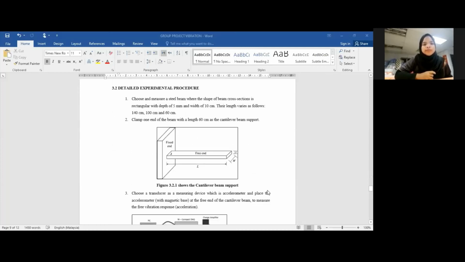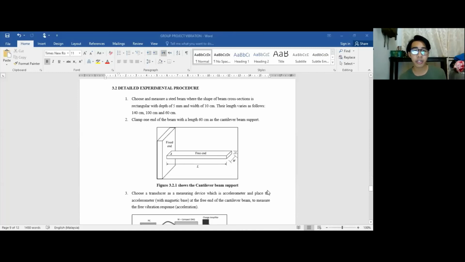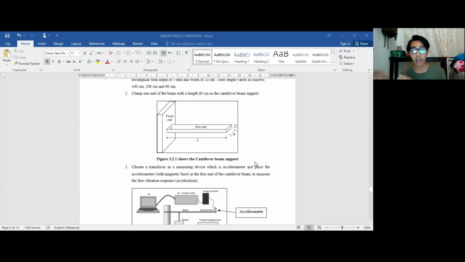Okay, thank you, Dayana. So for the detailed experiment procedure, the first thing is we must choose and measure the steel beam with a depth of 5 mm and a width of 10 cm. Then we have various lengths, which are 140 cm, 100 cm and also 60 cm. And then we clamp one end of the 60 cm beam as a cantilever beam support, which is free at one end.